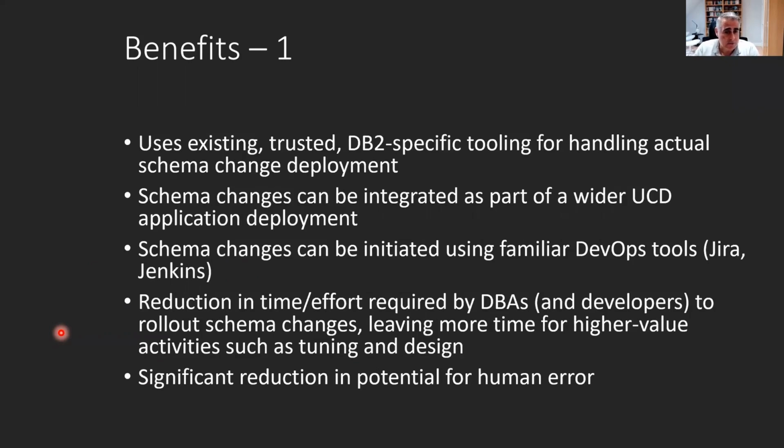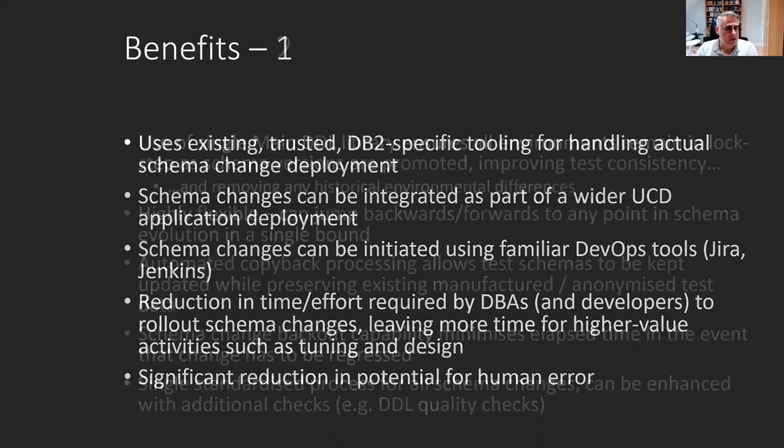That frees up valuable time for engineers and DBAs to go away and do things which are much better suited to their skills, rather than mindlessly going away and rerunning deployment scripts in 20 or 30 or 100 different environments time after time. And of course, with that, automation becomes a significant reduction in the potential for human error.